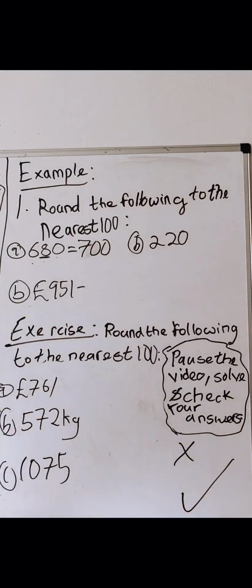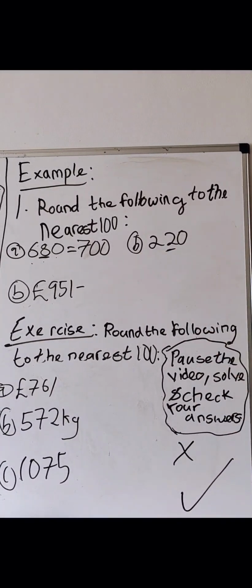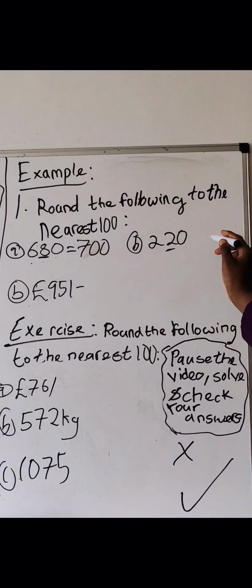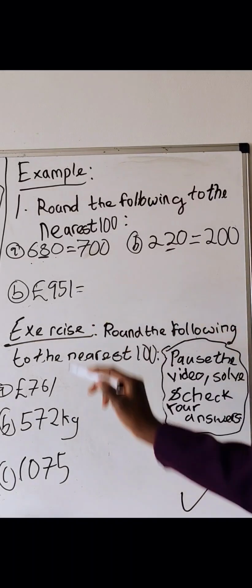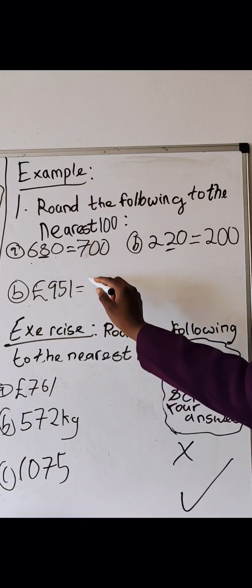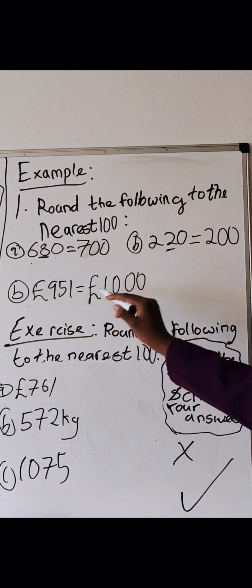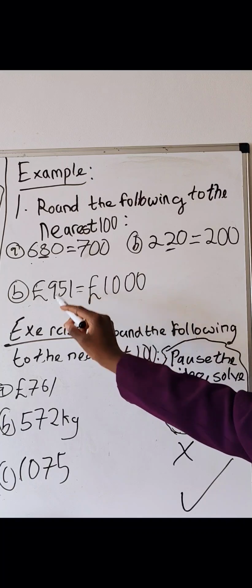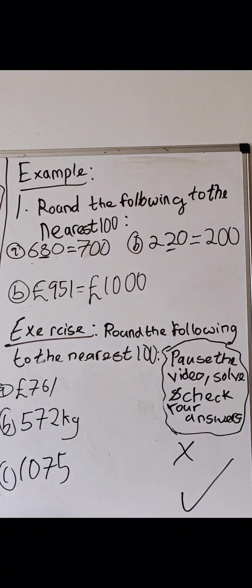Let's move on to 220. So 220, we are focusing on this number. This number is a round down number, so it's going to be 200 if we're rounding it to the nearest 100. And this one is 951 pounds. This turns to 1,000 pounds because this is a round up number. So I've given you guys an exercise to do.